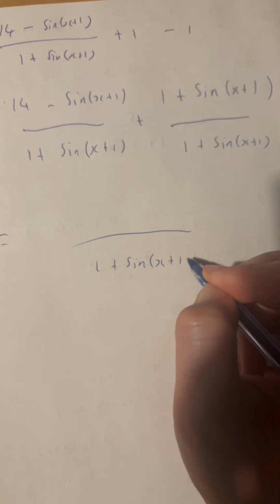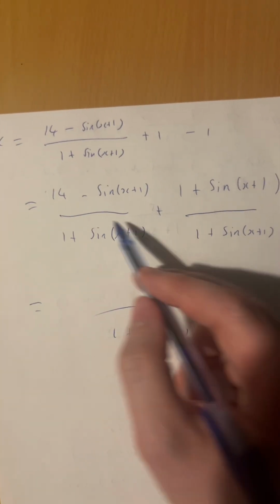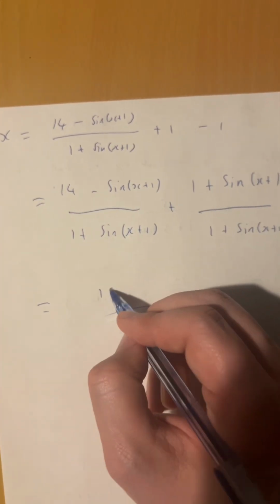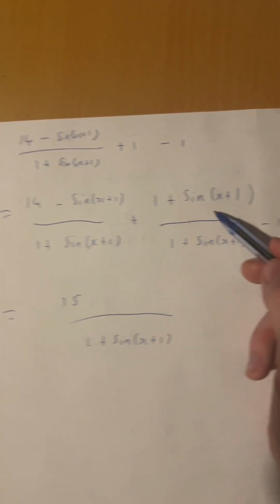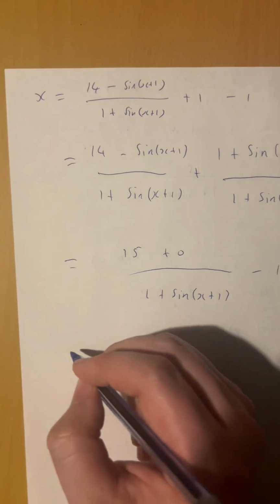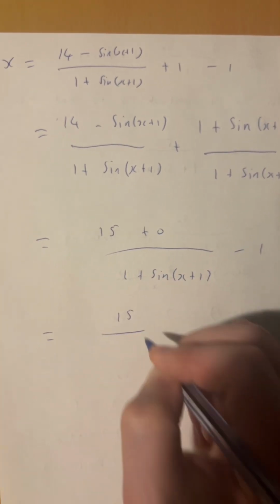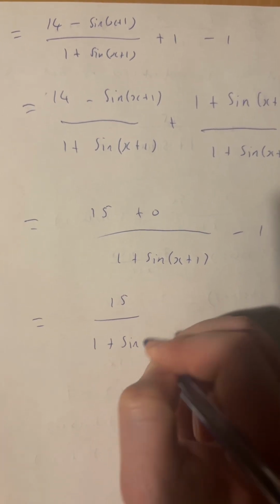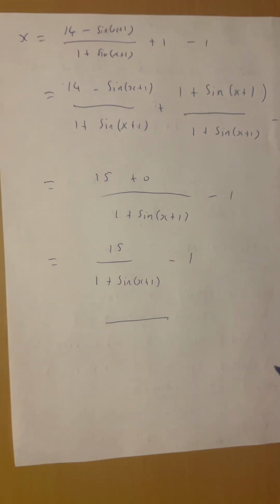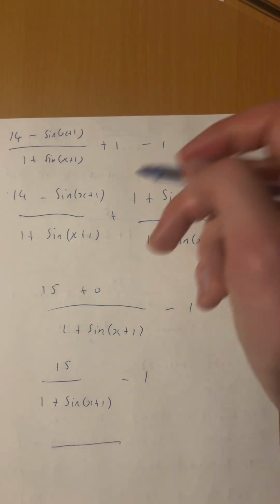Sorry, it's hard to hold a phone up and write at the same time. And now you can just add the two tops together. So 14 plus 1, that's 15. And then minus sine x plus 1 plus sine x plus 1, that's just 0. That just gives us 0. And then minus 1. And so we're left with our final answer, 15 over 1 plus sine x plus 1, and then minus 1. And that's our result there. So a bit tricky, and it does require a bit of a trick.